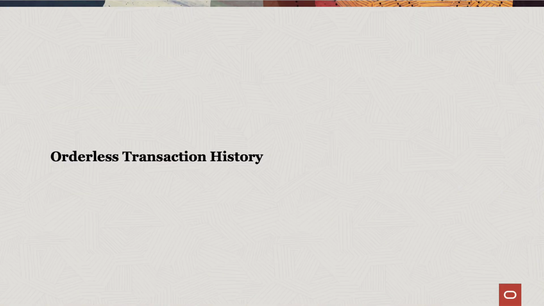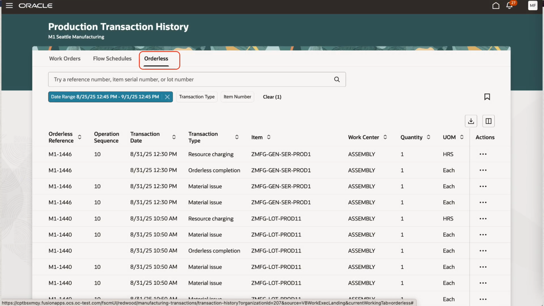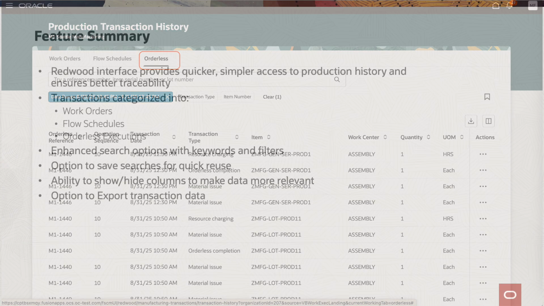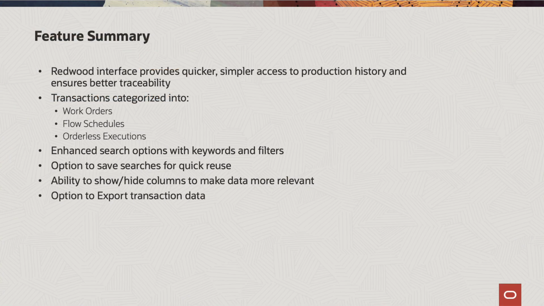Lastly, let's go over how to view the Orderless transaction history. Click the Orderless tab to see all orderless transactions. And as with work orders and flow schedules, you can search using keywords and filters, show or hide columns, save searches, perform actions, and export the transactions. And this concludes this demo.